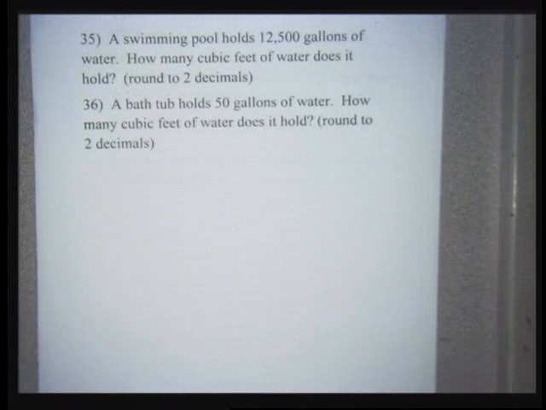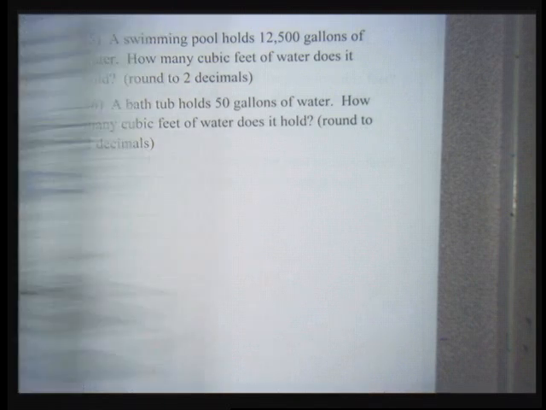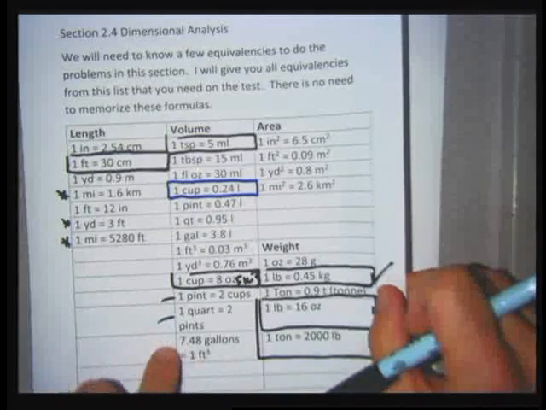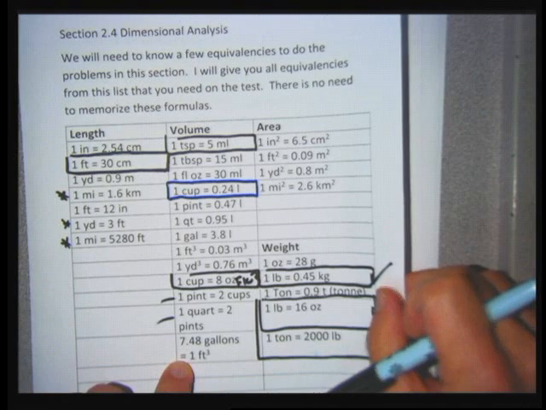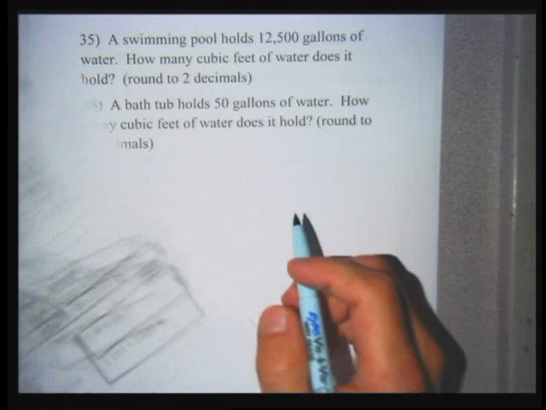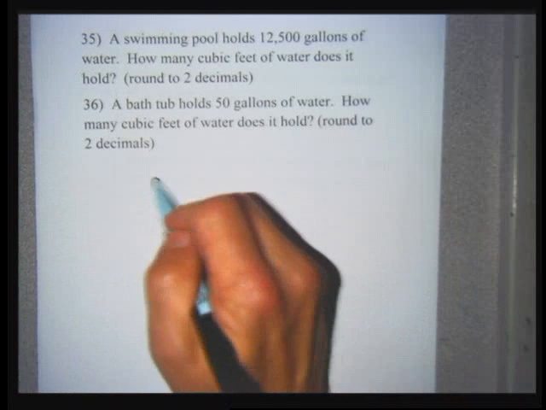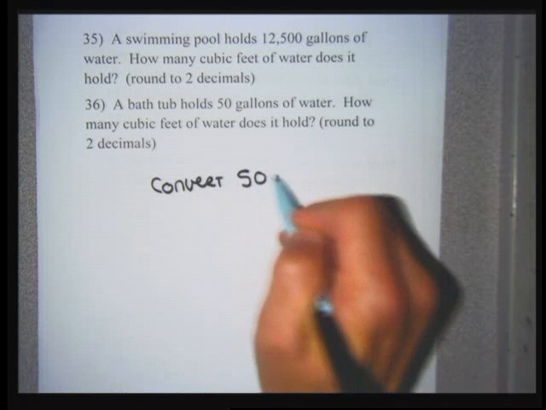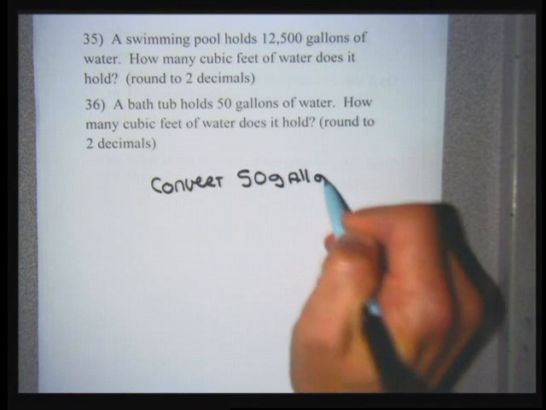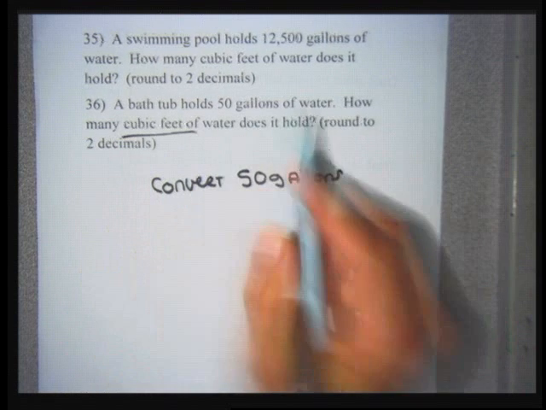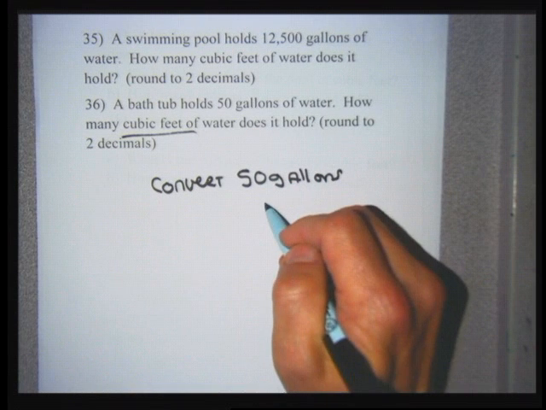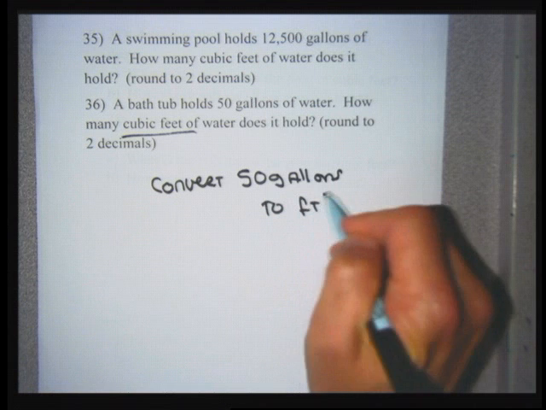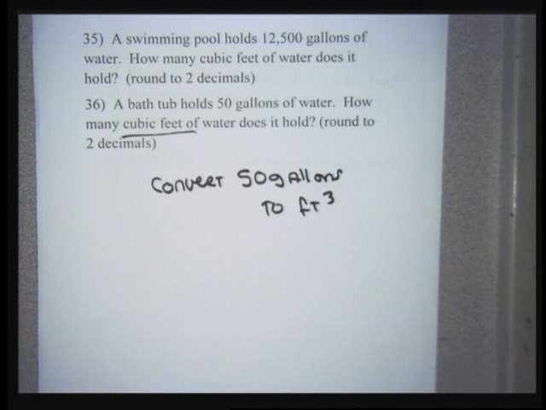Okay. A bathtub holds so many gallons of water, round to 2 decimals. How many cubic feet of water does it hold? Well, we have that lovely relationship that converts gallons to cubic feet, and that's what these two problems want me to do. They want me to convert 50 gallons, in my case, to cubic feet. So I'm given a starting unit of measurement, 50 gallons, and an ending unit of measurement. And so it's just a longer way to ask the same questions.